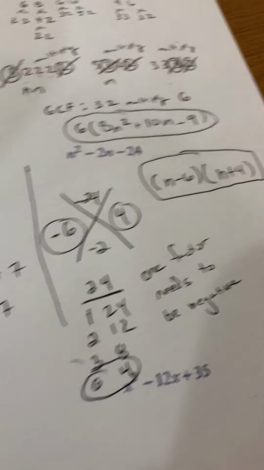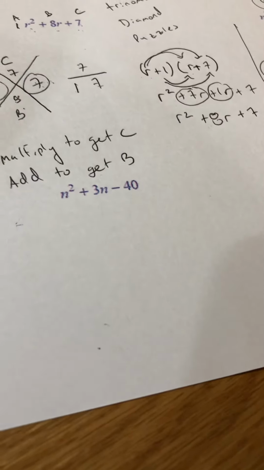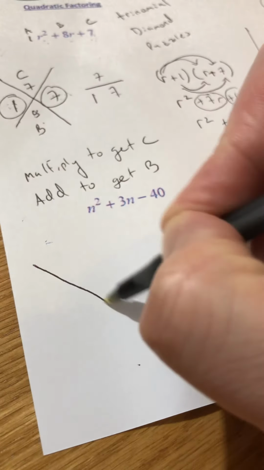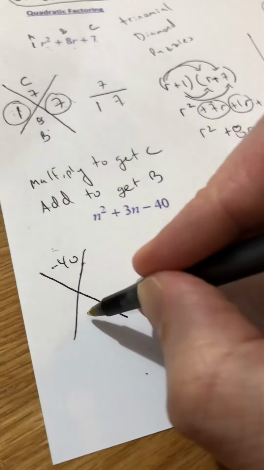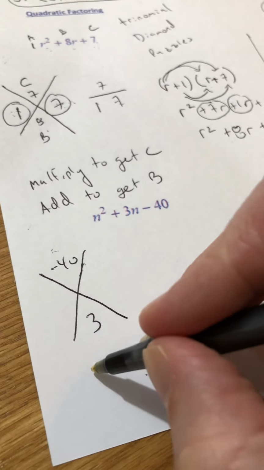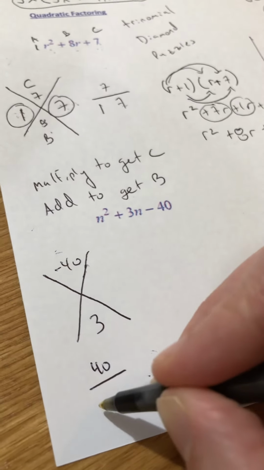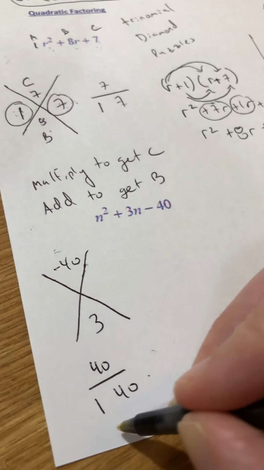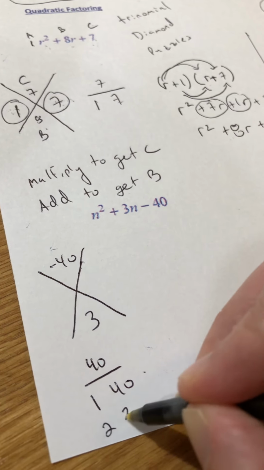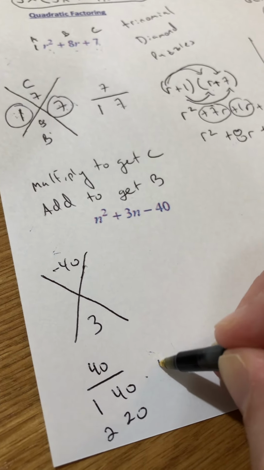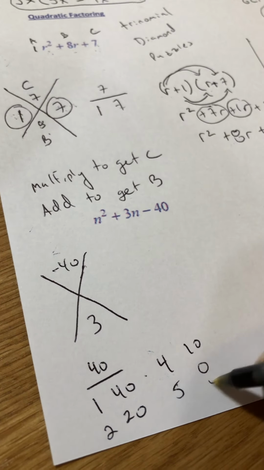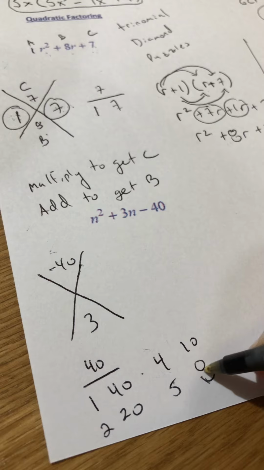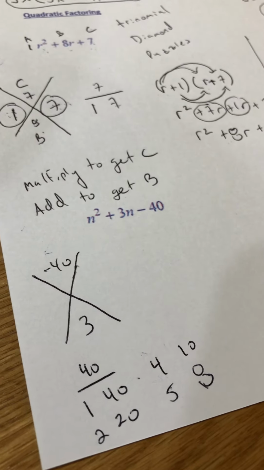Looking at some more examples. Once again, this time our C value is -40, so I put -40 up top, and I put 3 on the bottom. So let's look at some factors of 40. We got 1 and 40, 2 and 20, 4 and 10, 8 and 5. 6 doesn't go in, 7 doesn't go in. So there's our factors.